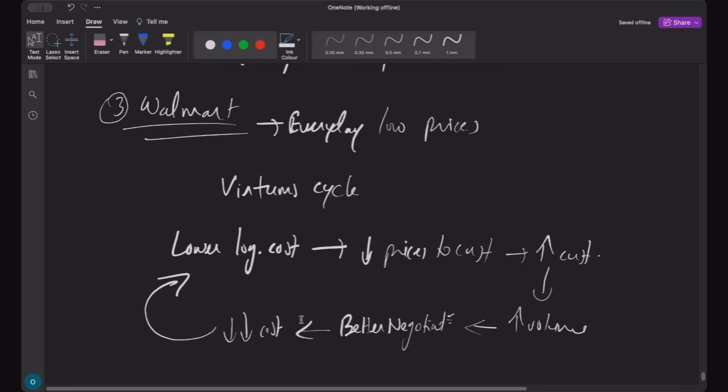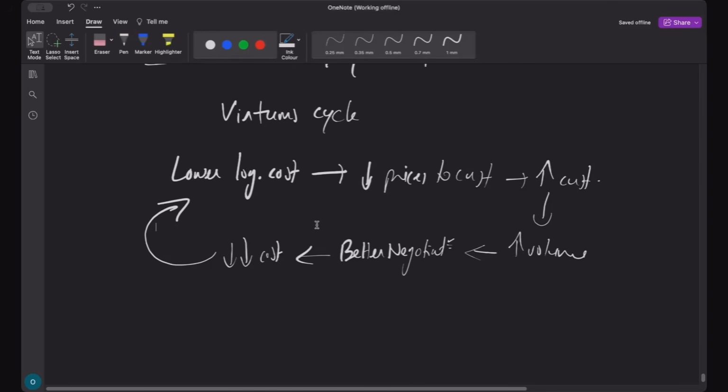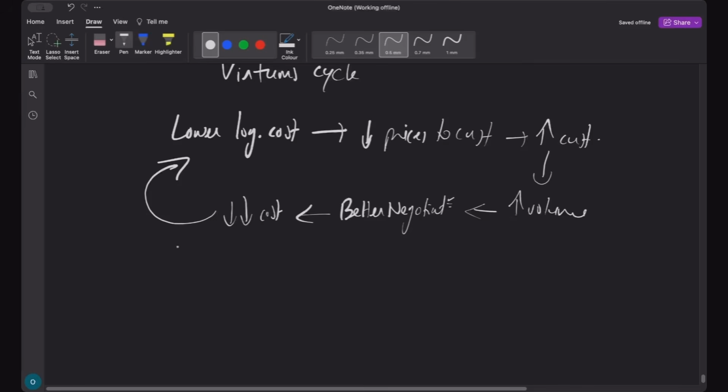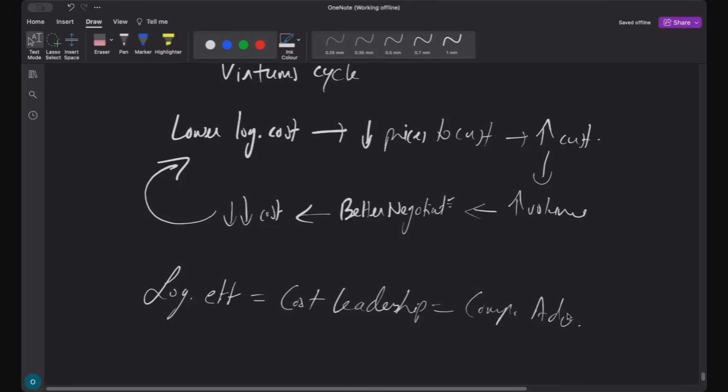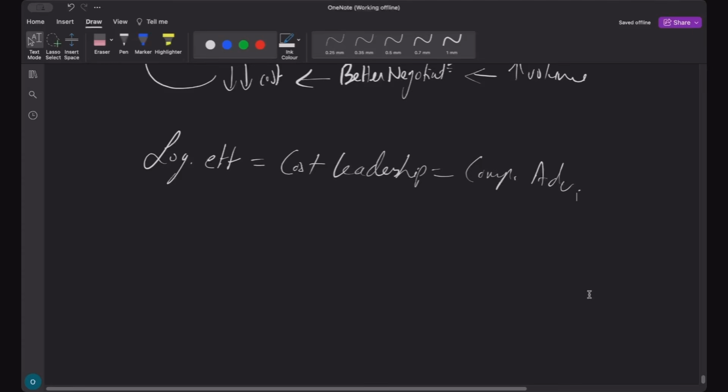Yeah, so this is the virtuous cycle. Here, logistics efficiency is equal to cost leadership, which is equal to competitive advantage. So what do these examples teach us? It teaches that logistics is strategic, not just optional. It's not just about moving boxes, it enables business strategy.